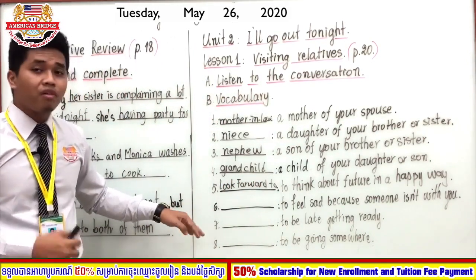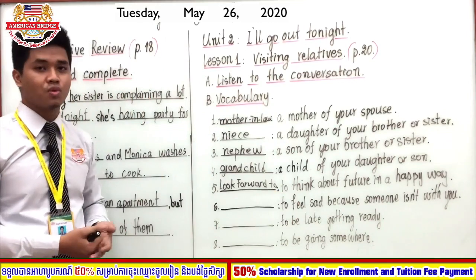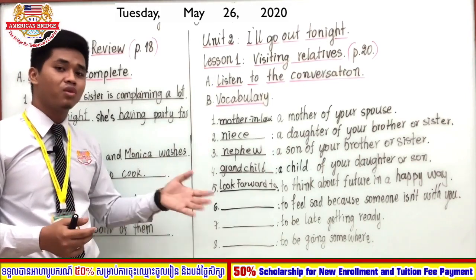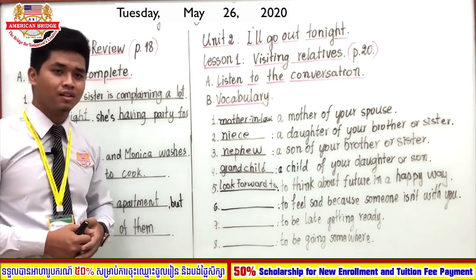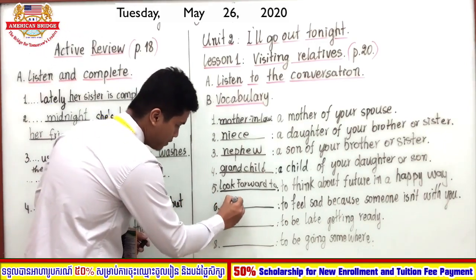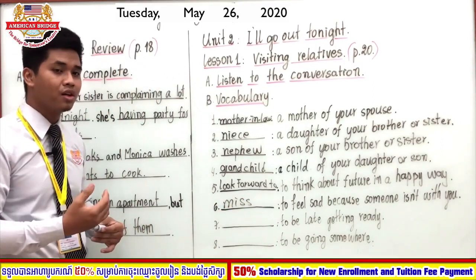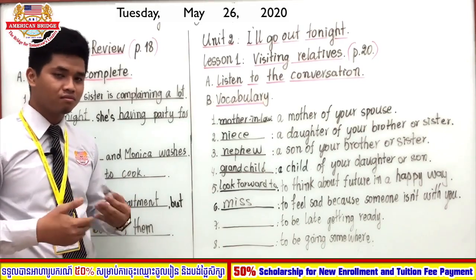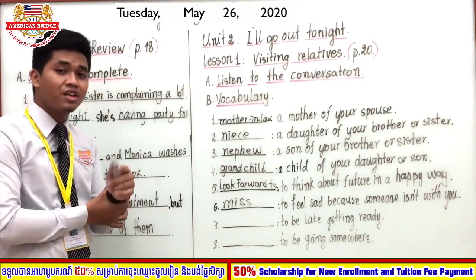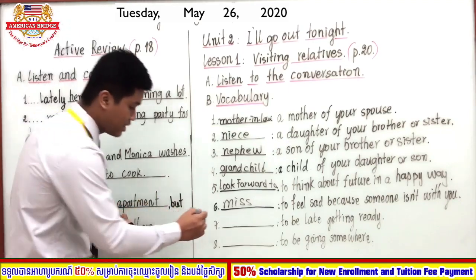Number 6 is about feeling, to feel sad because someone isn't with you. So when your mom or your father goes away to work for like a week, how do you feel? You feel kind of sad. So those feelings, we call it the verb miss. I miss my parents very, very much. So you feel sad about those people who are not with you. You miss them. And number 7, to be late, getting ready. Here is a phrasal verb which means run late.